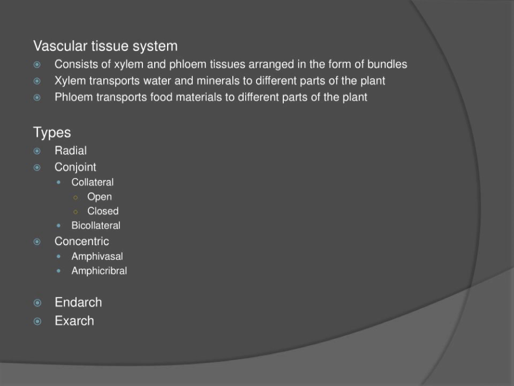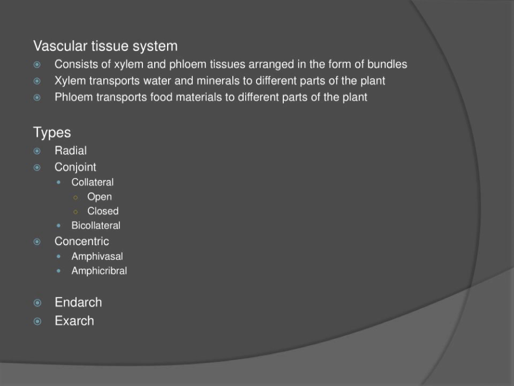This conjoint is again subclassified into two types, collateral and bicollateral. In collateral type, xylem lies towards the center and phloem lies towards the periphery. Periphery means outer side. There is something called cambium. If cambium is present, then it is called open. If cambium is absent, then it is called closed. Now, bicollateral, bi means two. That is, phloem will be present on both the sides of the xylem, both inner and outer sides of the xylem. Phloem is present on both two sides of the xylem. That is called bicollateral.